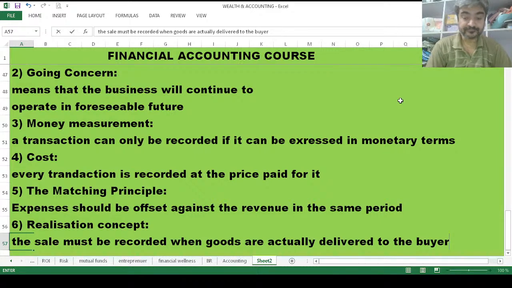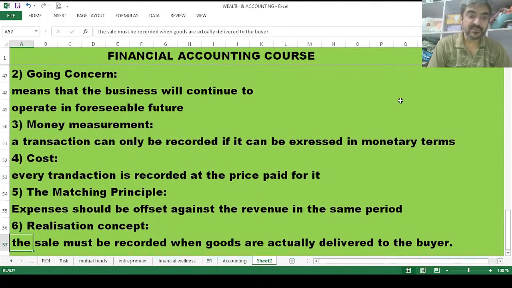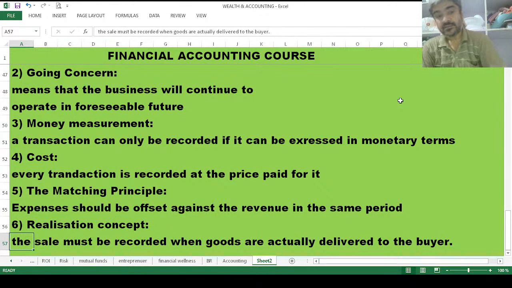Okay, so these are the six very famous accounting concepts which we have discussed. Number one, the most important one, is separate legal entity. The second one is going concern. The third is money measurement. The fourth one is cost concept. Fifth is the matching principle, and the sixth is realization concept.